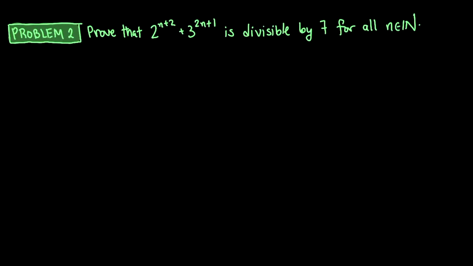Okay, so remember I have to prove that 2 to the n plus 2 plus 3 to the 2n plus 1 is divisible by 7. And the approach is the same. The approach is still proof by induction.